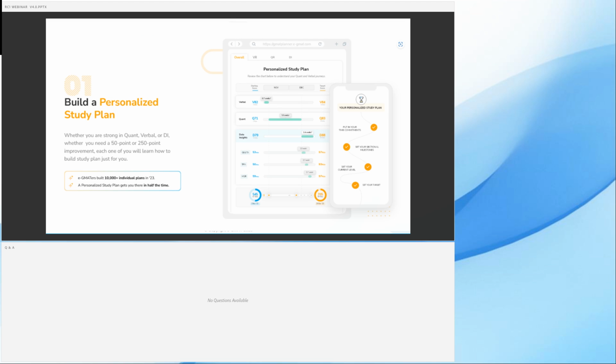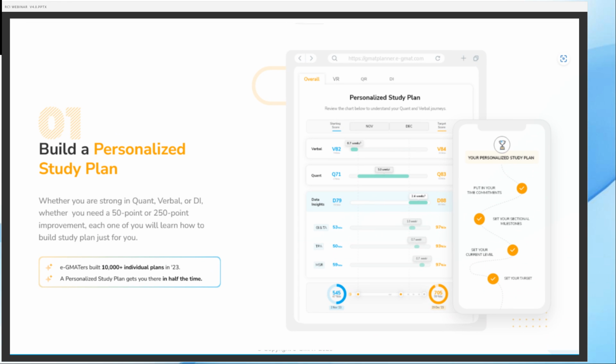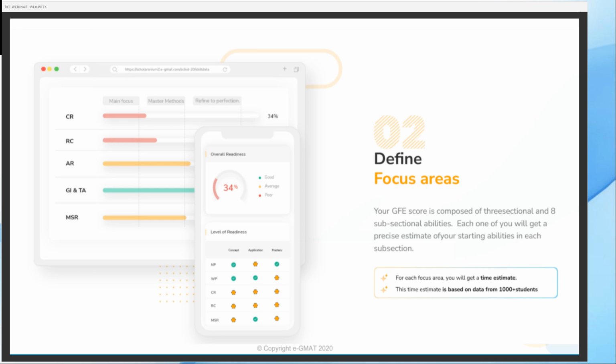If you're just starting out, and this applies to e-GMATers too if you've not built a study plan, the first thing you should have is a study plan, which means your game plan for what it takes to get to your target score. This is a screenshot of the new PSP for GMAT Focus Edition, where you should know your starting scores, your target scores, and what it takes to get there. That is really critical, because without it, you can't visualize your journey.